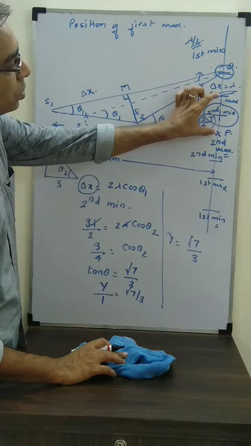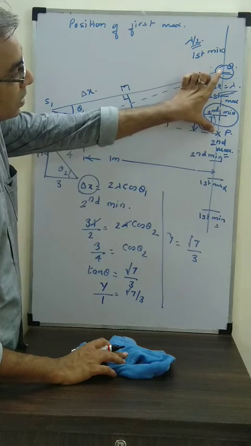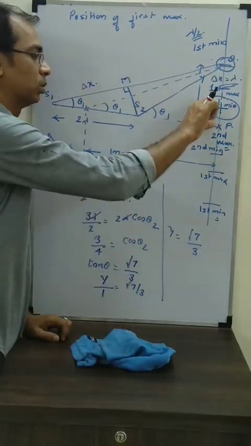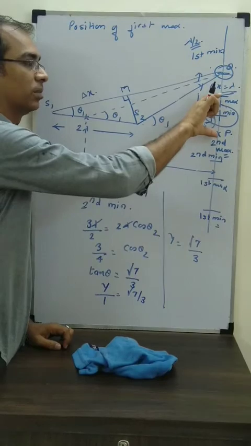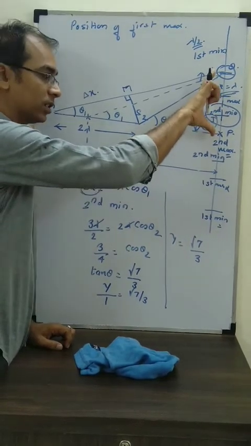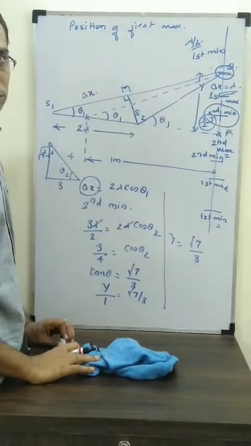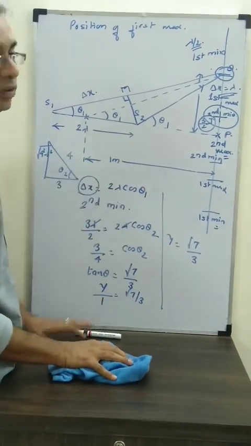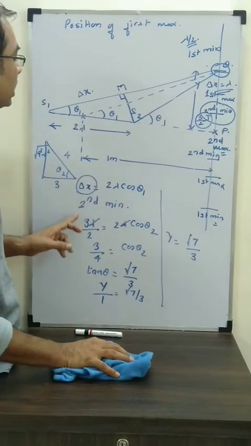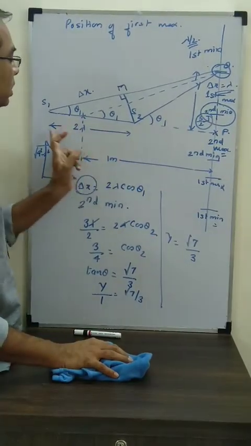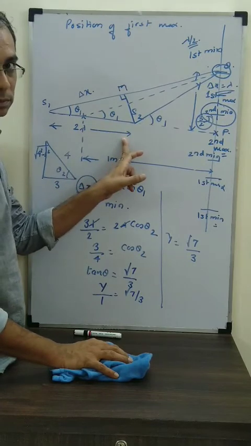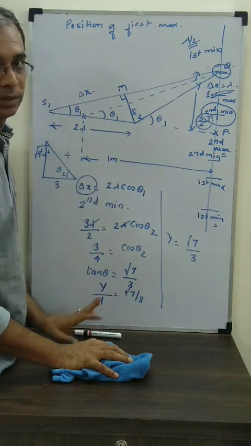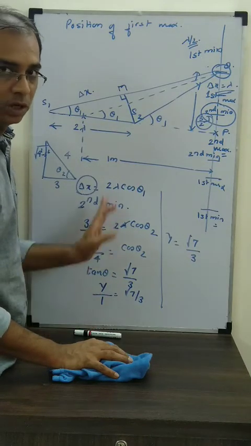So the second minima is at root 7 by 3. The first maxima is at root 3, and the first minima is at position root 15. Again, second minima at root 7 by 3, first maximum at root 3, and first minimum at root 15. Is that okay? So that's how we can find the positions in this kind of problems. And remember, in this case also, this is not very less than lambda. It's comparable to lambda. That's why we did not take sin theta equal to tan theta. That's not applicable here.